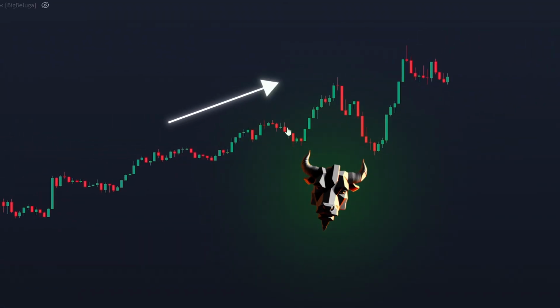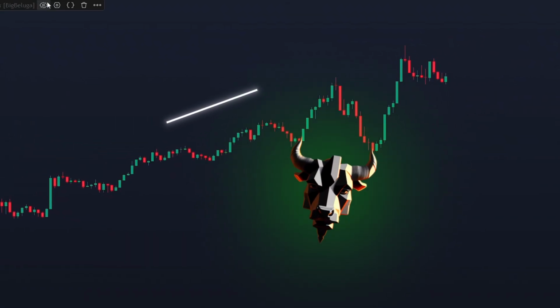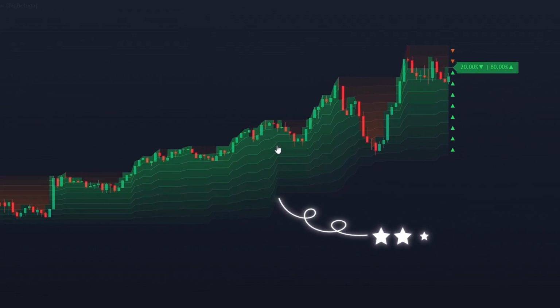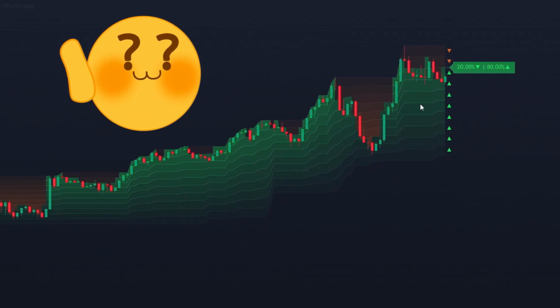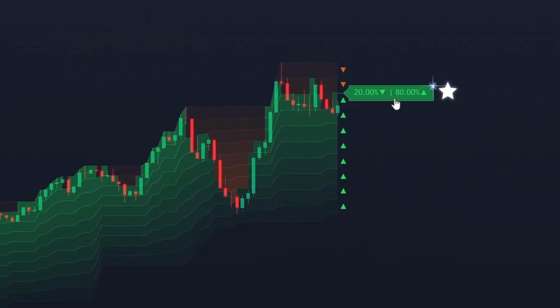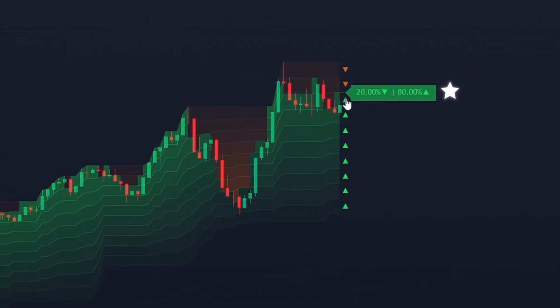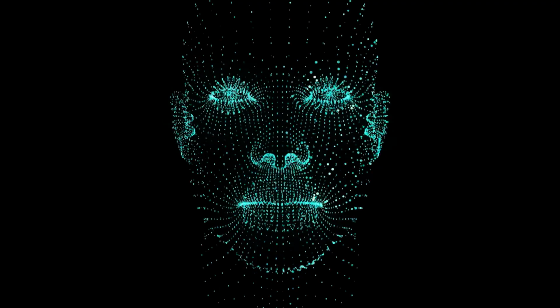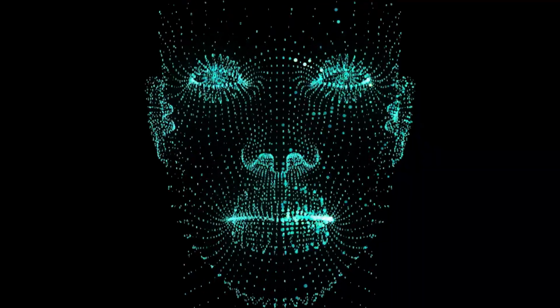This is an incredibly strong bullish trend, and you can clearly see how this indicator identifies it with remarkable precision. But here's the question: how do we know for sure that this trend is strong? The answer lies in this number right here. This percentage reveals not only the trend's direction, but also its strength. I'm going to walk you through exactly how you can use this powerful tool in your trading.